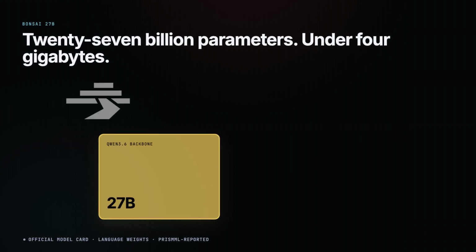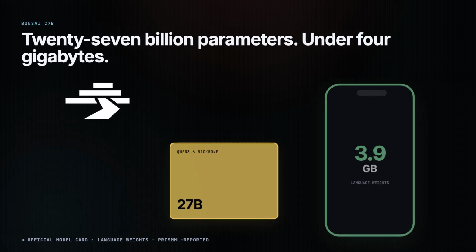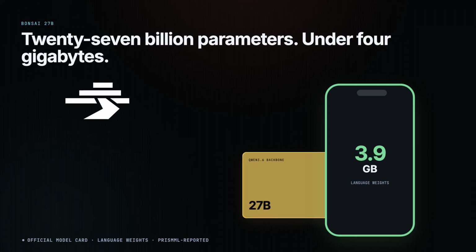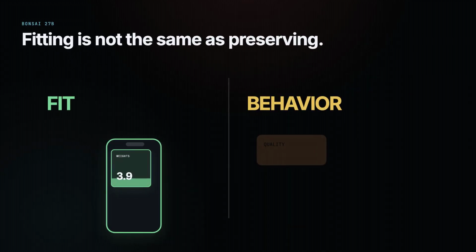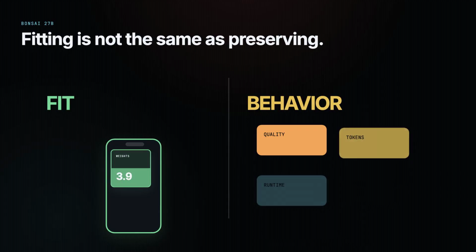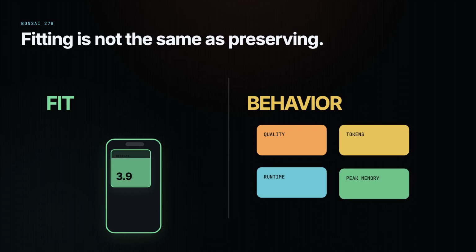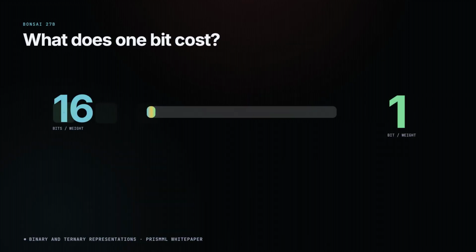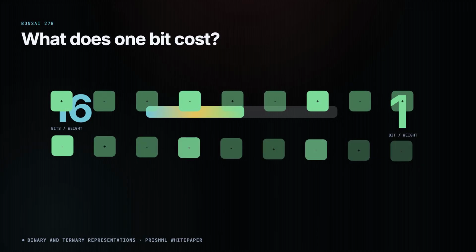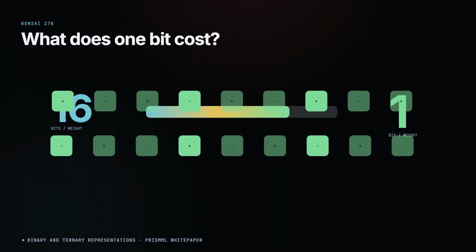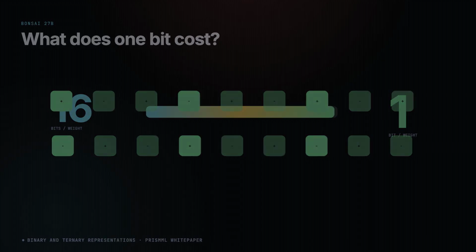Bonsai 27B compresses a reasoning model enough for a high-end phone. 27 billion parameters in a language weight file under 4 gigabytes. That sounds like a free local upgrade. But fitting a model into memory is not the same as preserving what made it useful. What happens inside an LLM pushed to 1-bit weights? And what does Bonsai sacrifice for a phone-sized footprint beyond the launch headline?